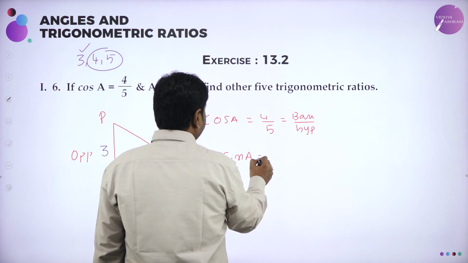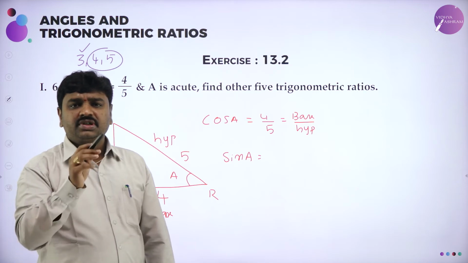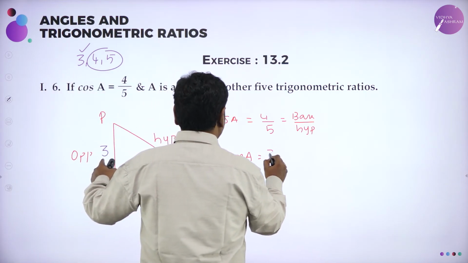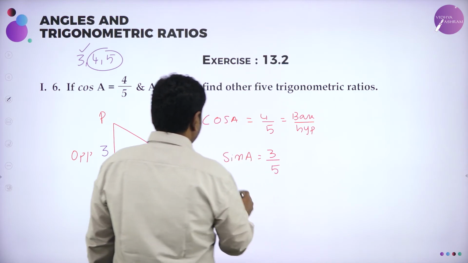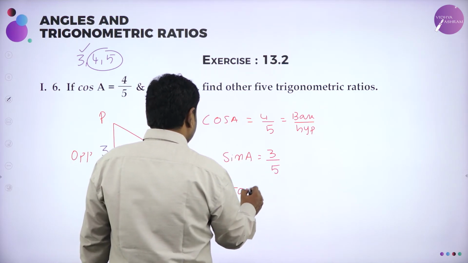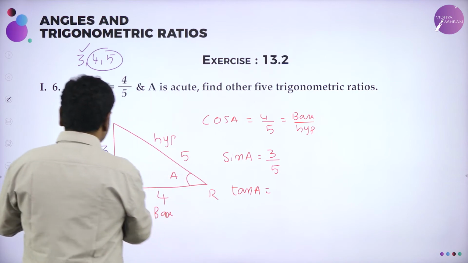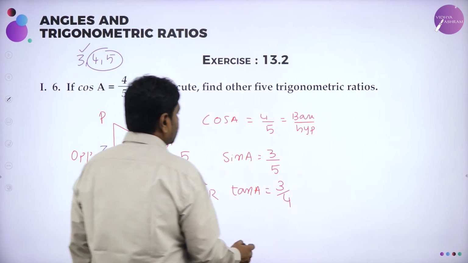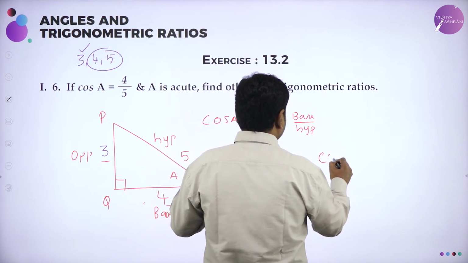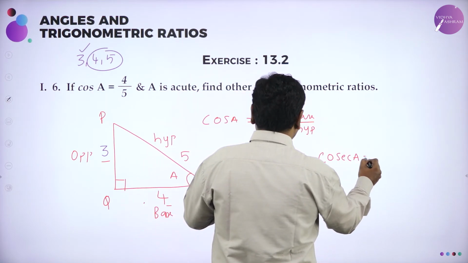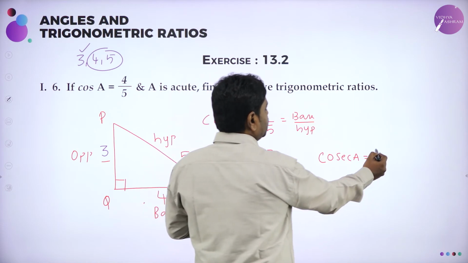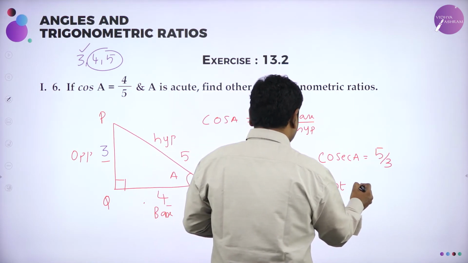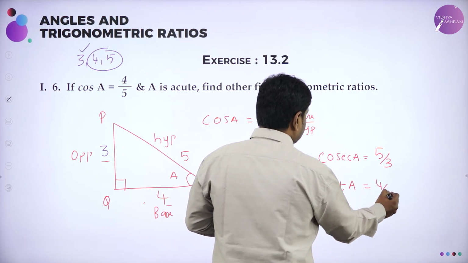Sin A. What is sin theta? Opposite by hypotenuse. Sin A is 3 by 5. Opposite is 3, hypotenuse is 5. And then tan A is opposite by base. Opposite is 3, base is 4, so 3 by 4. And cosecant A. Reciprocal of sin is cosecant. Sin is 3 by 5, cosecant is reverse, 5 by 3. And tan is 3 by 4, cot is reciprocal, 4 by 3.